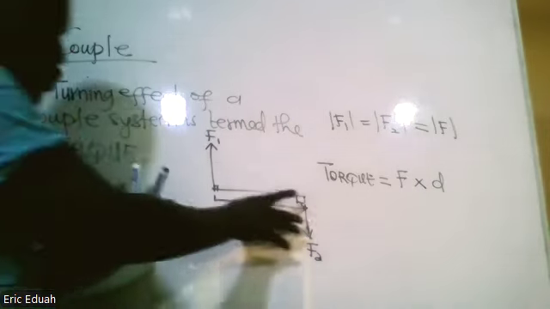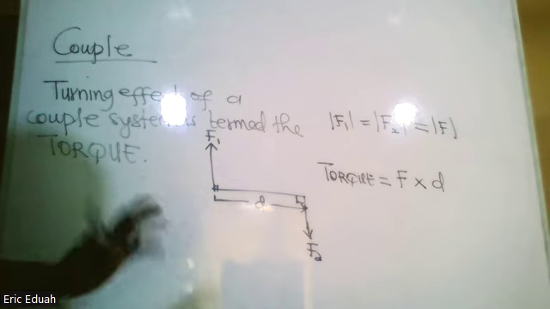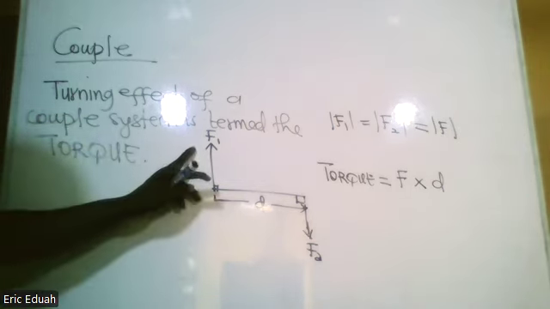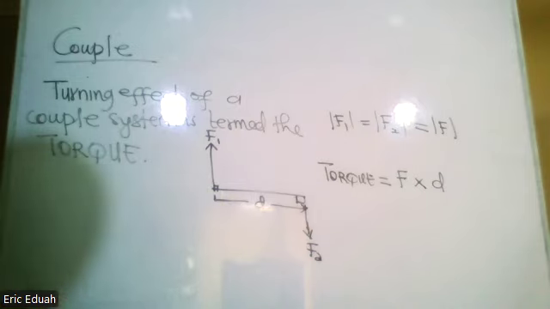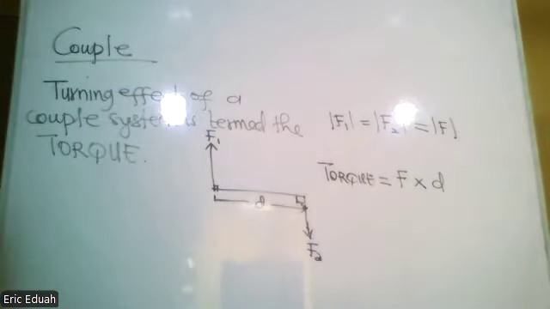So if we have a situation like this, then the turning effect, which is the torque, can be calculated by the product of one of the forces, F1 or F, times the perpendicular distance between them.